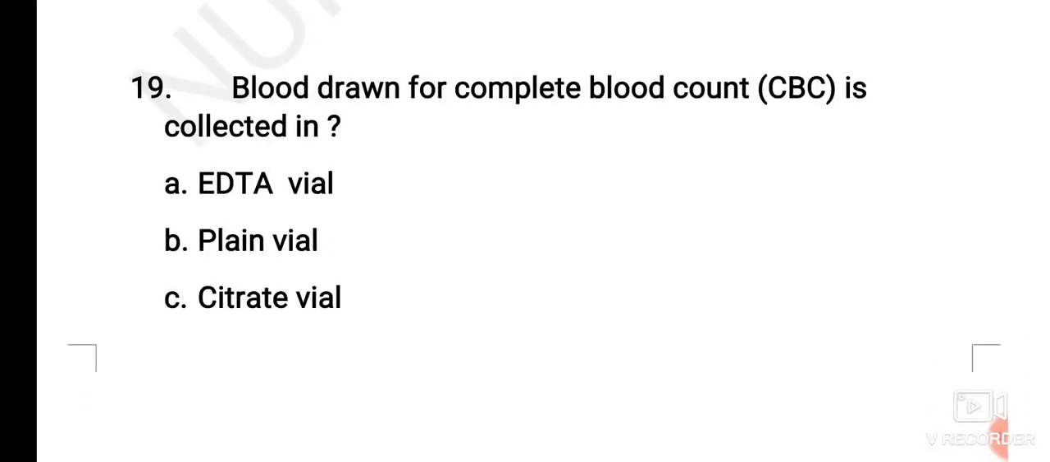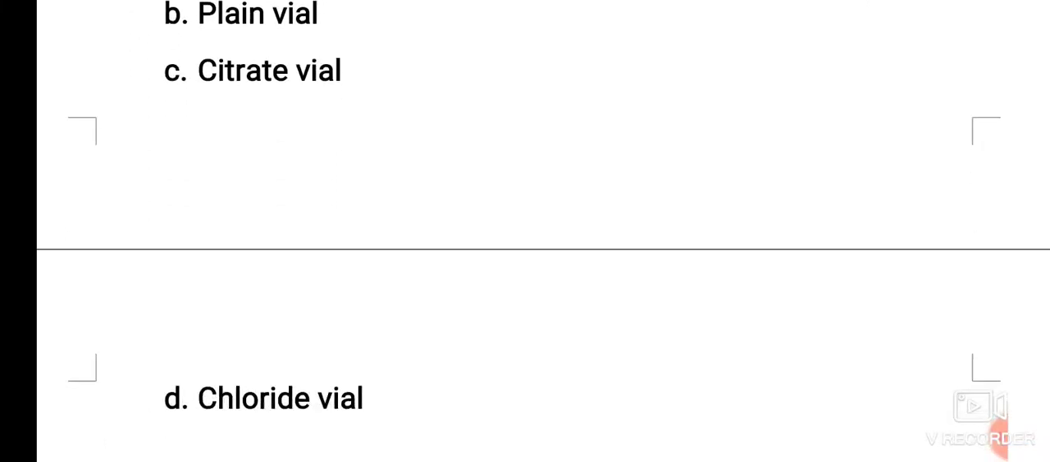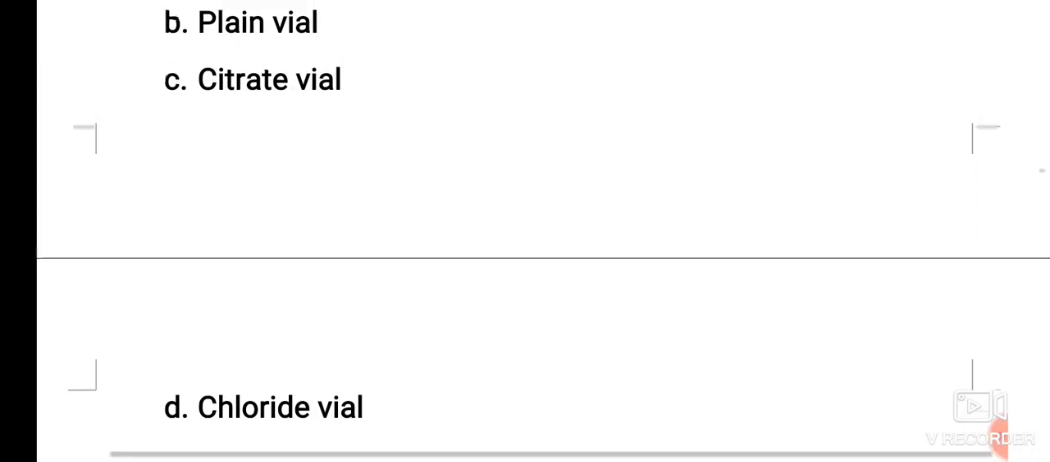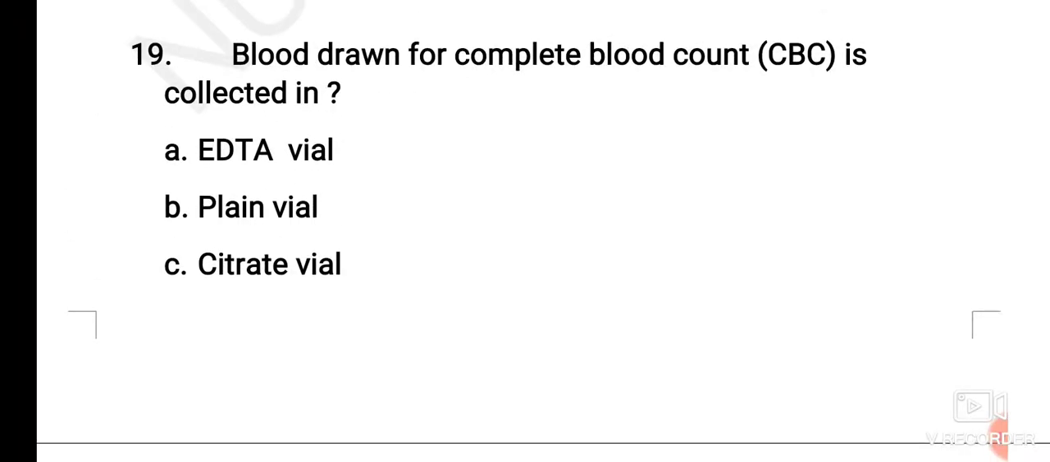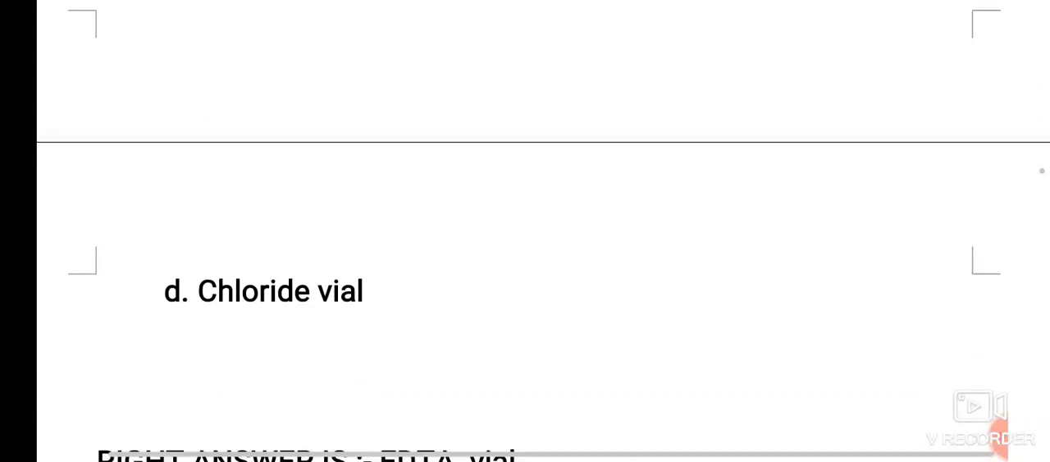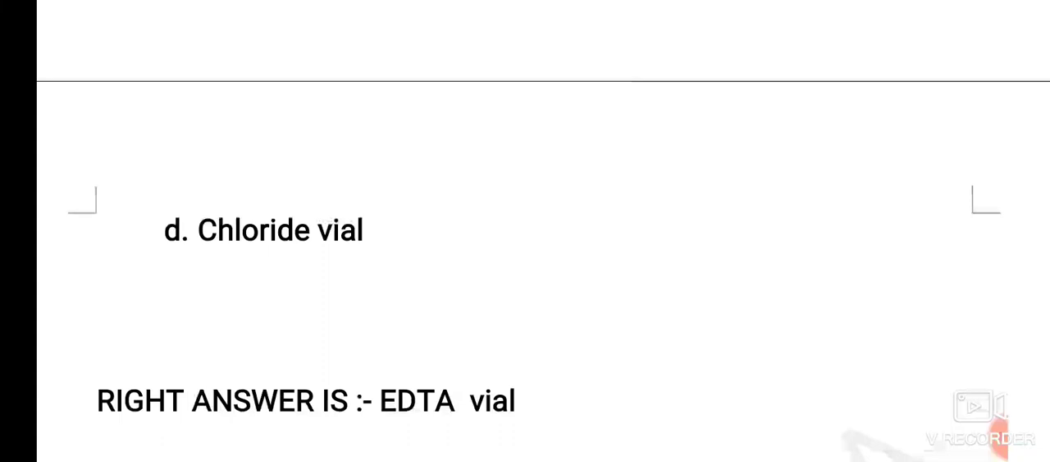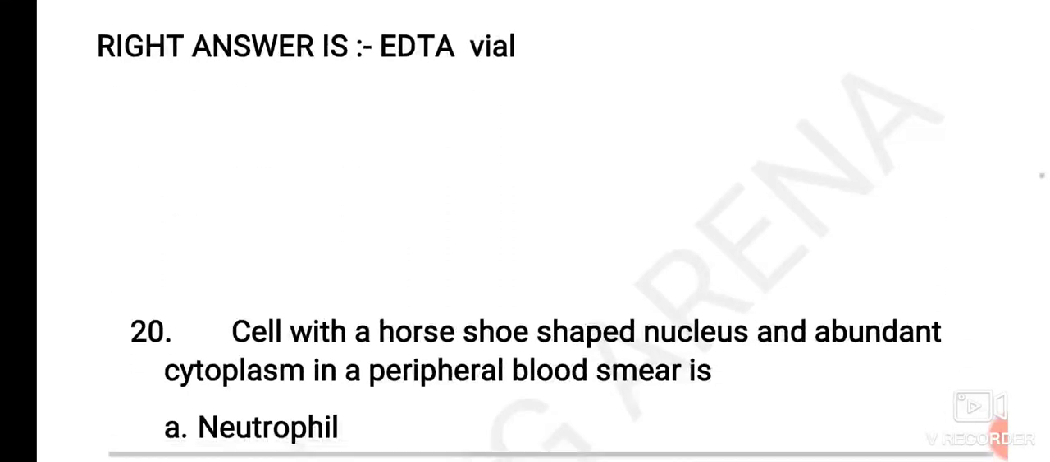Blood drawn for complete blood count, that is CBC, is collected in EDTA vial, plain vial, citrate vial, or chloride vial. So, the correct answer, the complete blood count is collected in EDTA vial. Next question.